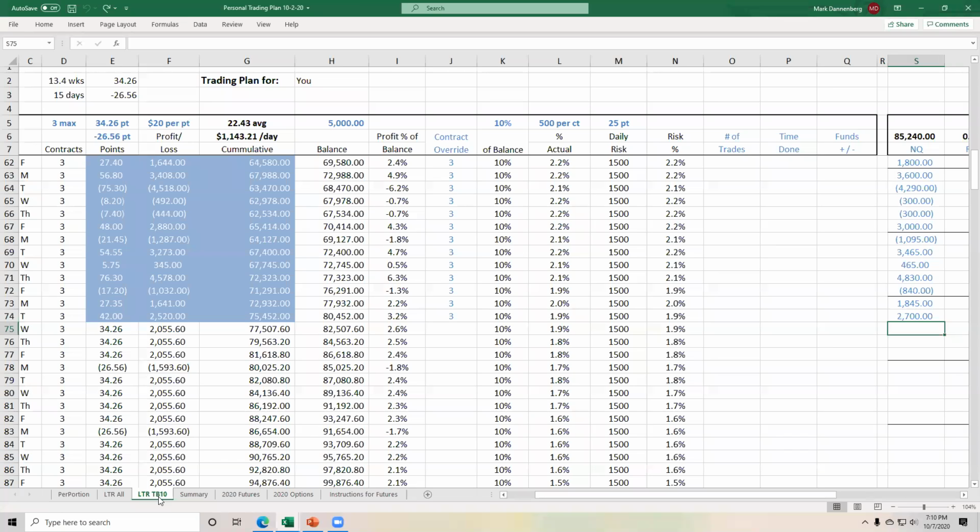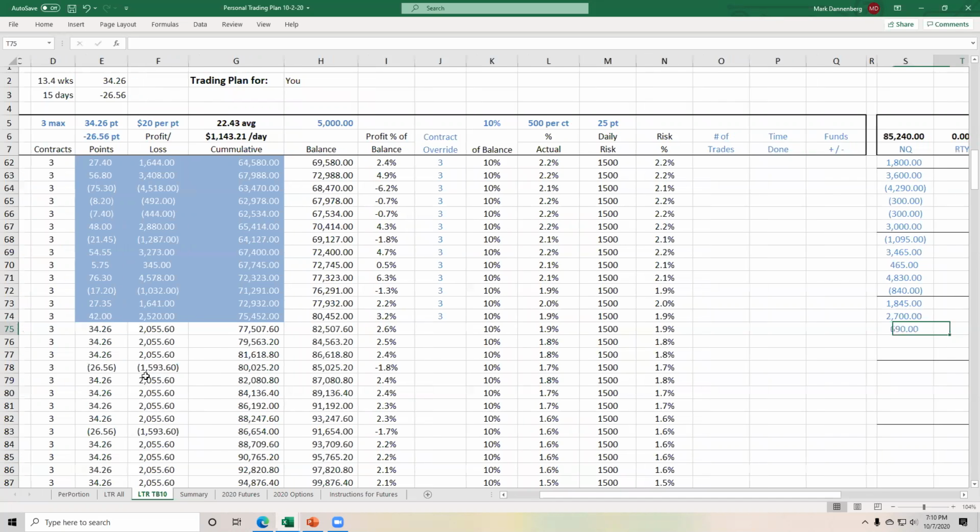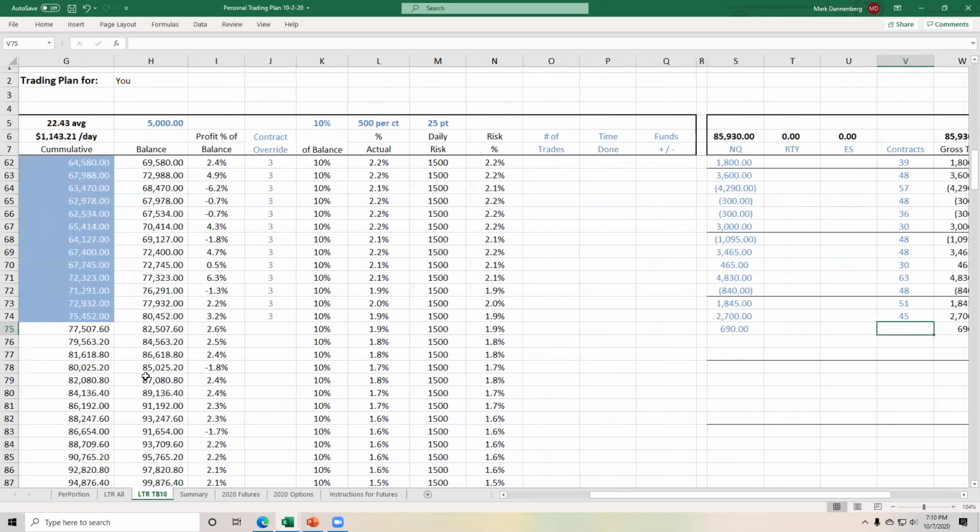So 7 to 4, and we did 11.5 points. Now with the NASDAQ 100, each point has a $20 value to it. So each point is worth $20. So that's $230 of profit today. But our trading plan has scaled us up to 3 contracts. So we multiply that $230 times 3, and we have $690 of profit today.